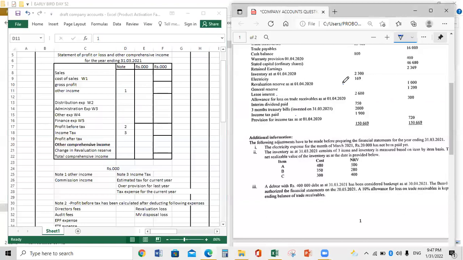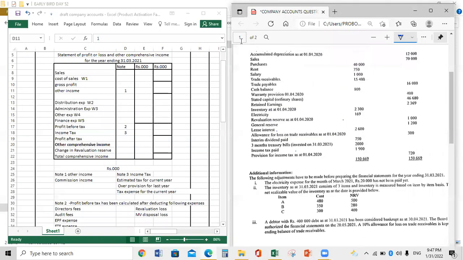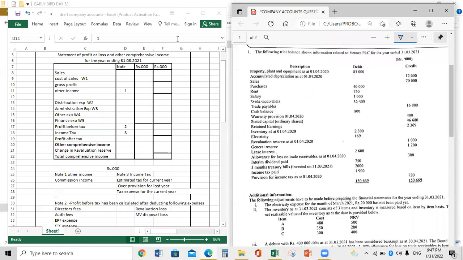Company accounts. When you're doing company accounts, please start with the adjustments. Start with the adjustments, the first additional information. Don't check the trial balance. First of all, just start with adjustment number 1.